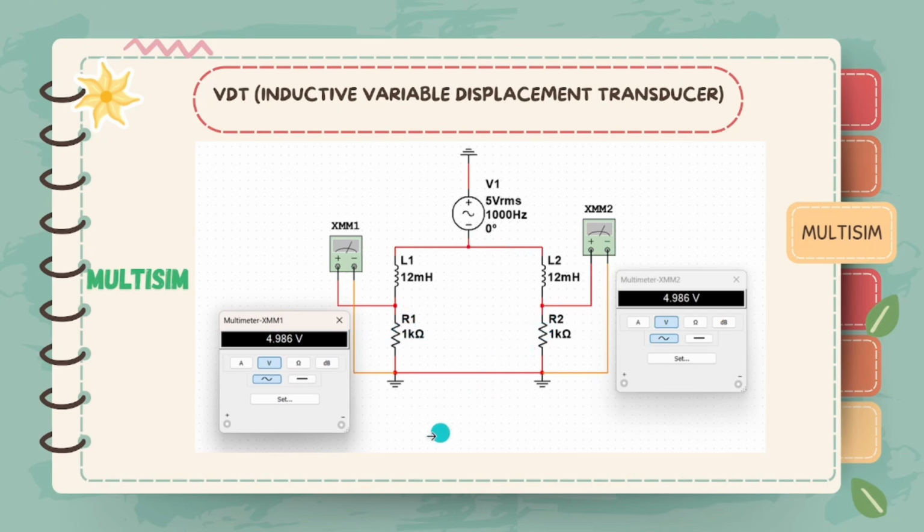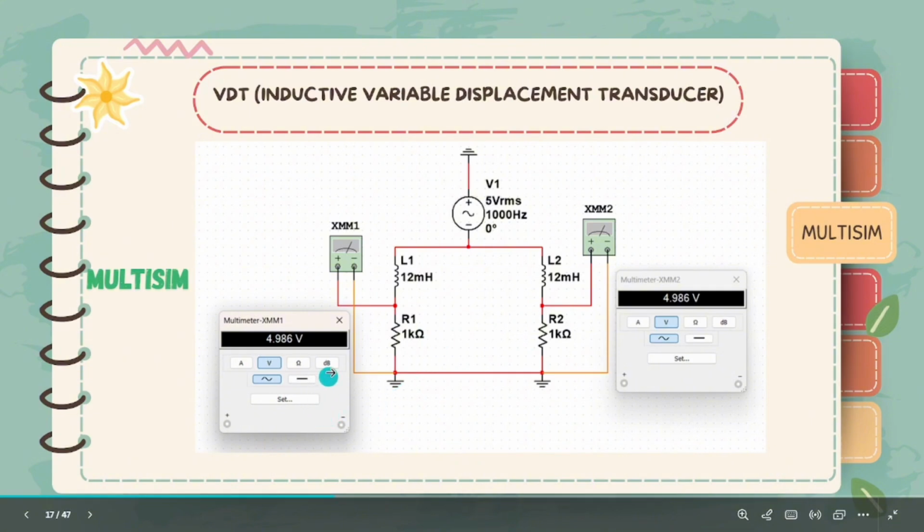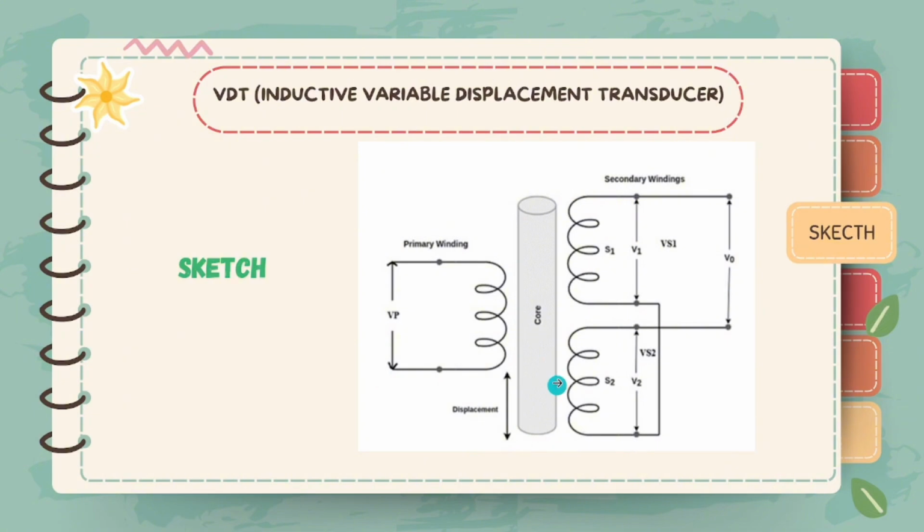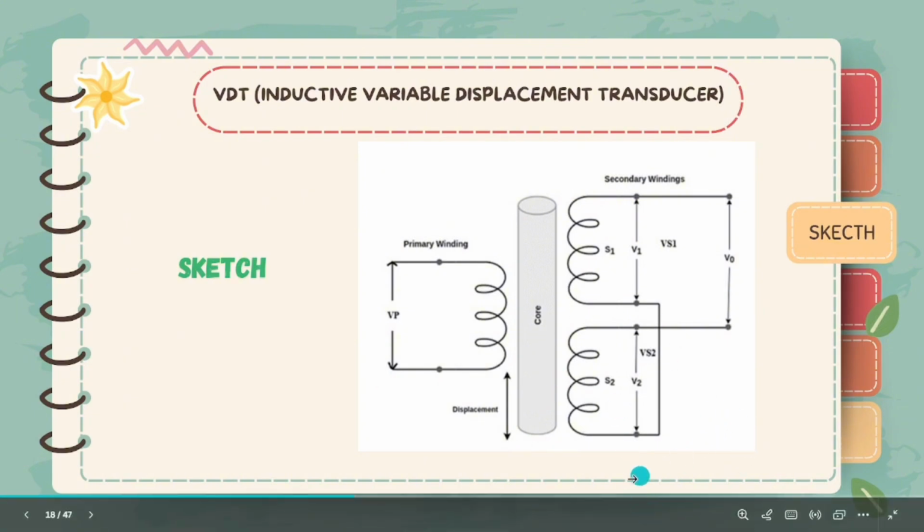Again, I explain, V1 is our excitation voltage applied to the primary coil. This is 5 VRMS. L1, L2 is this one. This is L1, this is L2. They represent the two secondary coils on either side of the primary coil. R1 and R2 represent the load of the circuit which is connected to each secondary coil. So this is our actual diagram.